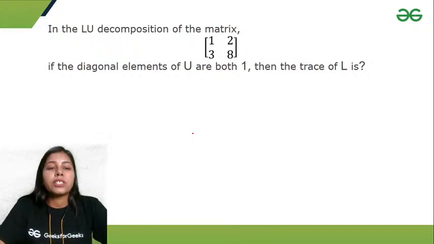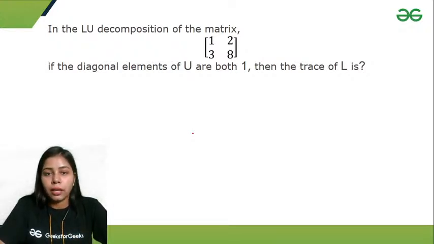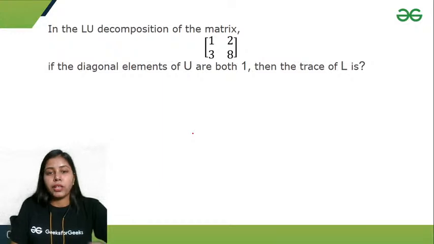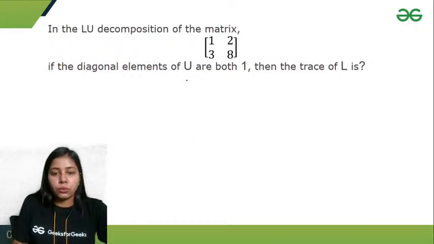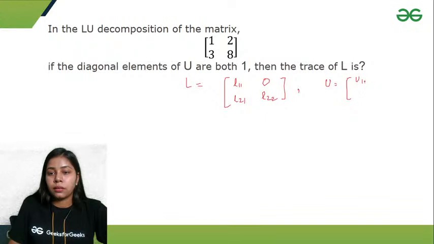Okay, so this is another question. It says that in the LU decomposition of the matrix, if the diagonal elements of U are both 1, then the trace of L is... So we have to find the trace of L. We have discussed one method by which we can find the LU decomposition. So let's do that. Let's take L as L11, 0, L21 and L22, right? This is the L matrix. Let's take U as U11.